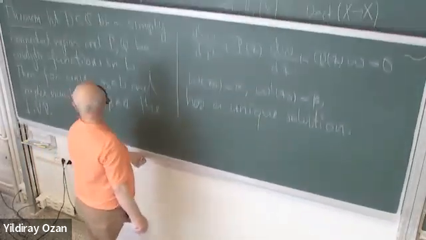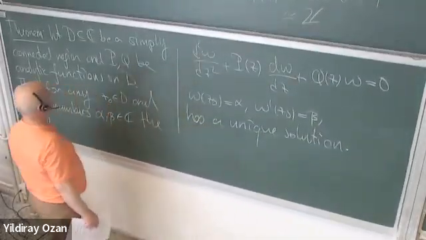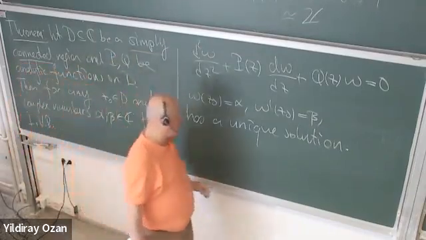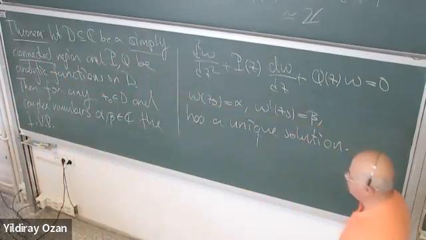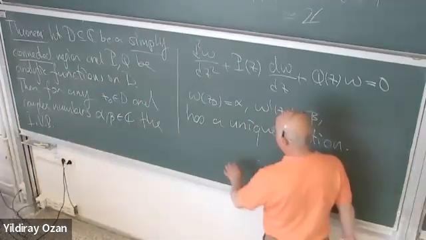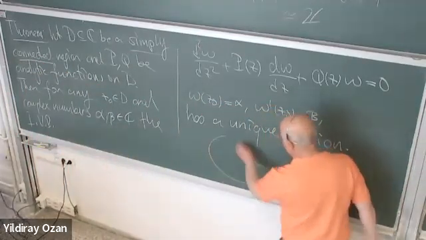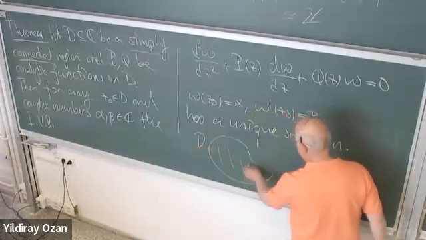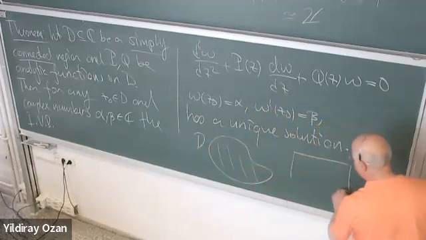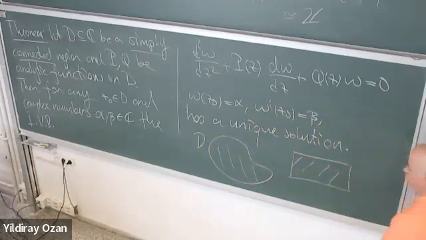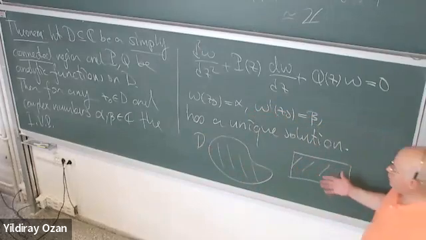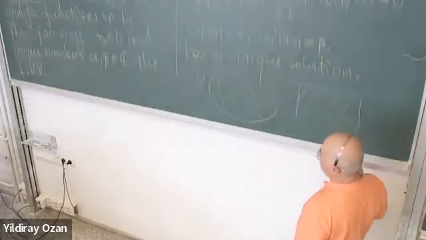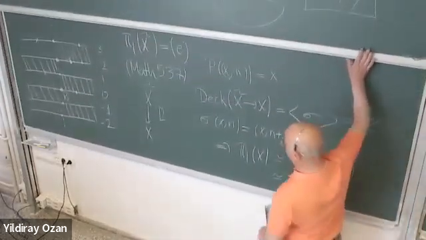Here, of course, when we say simply connected in a differential equations course, we usually say the following. It's a region, this D is a region, and it has no holes in it, right? Usually we take a rectangular region and so on. But actually, topologically, it means just that the fundamental group is trivial.